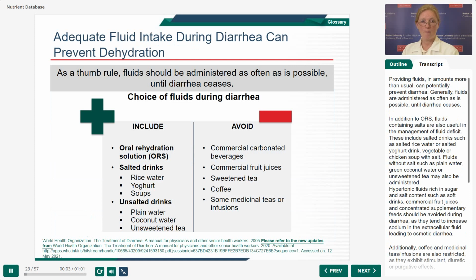Now, in terms of amount of fluids that you will want to give to a patient who has diarrhea to prevent dehydration, what you can do is to administer fluids as often as possible until the diarrhea is gone. And you can do that with oral rehydration salts, ORS. Some people call it ORS, others say ORT because they talk about treatment. You can use salted drinks and you can use unsalted drinks. But you definitely need to avoid drinks like sodas, fruit juice because they're more osmotic, and coffees, or herbal remedies or teas that may be the treatment of choice locally, but are not based on evidence.